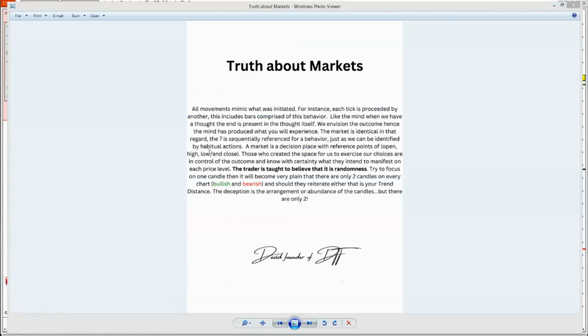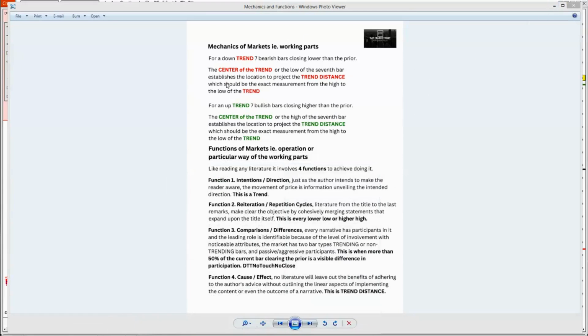The truth about markets, and this is me telling you what I think about it. The trader is taught to believe that it is randomness. All right. This is what you're taught to believe, that it's random. I want you to know that that's not it. The deception is the arrangement of an abundance of candles, but there are really only two on the chart. You can take a moment to read all of that if you would like. I teach everyone how to read markets like literature. That's important, because the market is just information. That's all it is. It's providing you information.